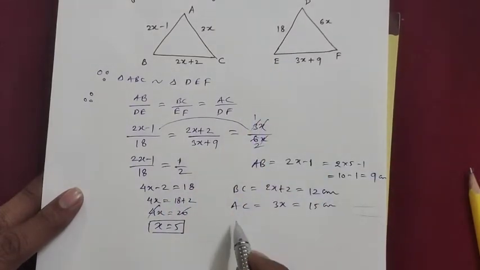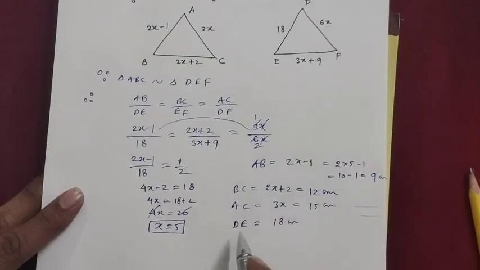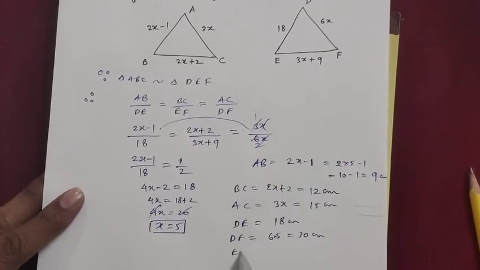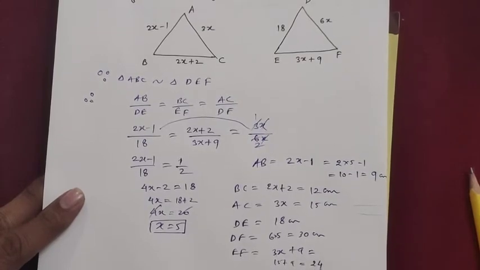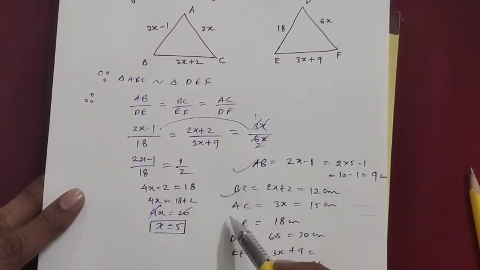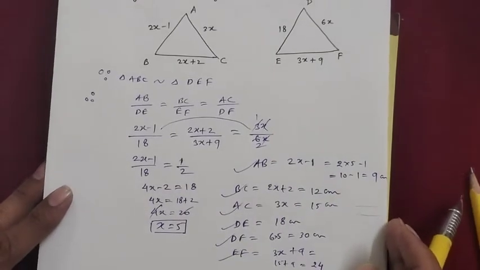Same we can do for the other triangle. DE is already given over there, 18 centimeters. Now DF is how much? 6x, x is 5, so 30 centimeters. EF is 3x plus 9, so 3 fives are 15 plus 9, 24. So this way we have solved and we have got all the values of individual sides. Now let's move on to the next question.